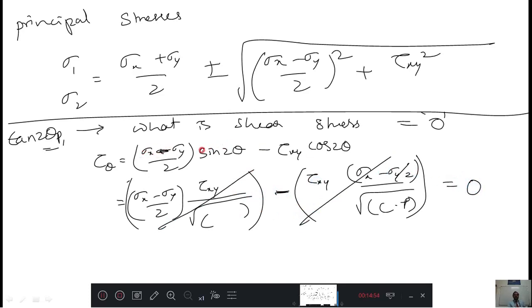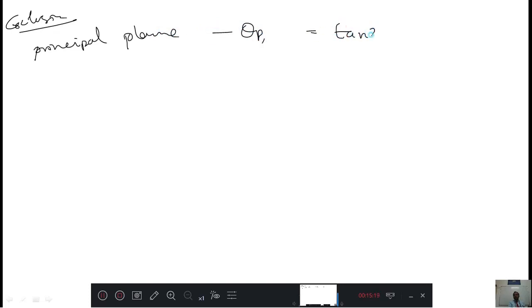In the last class, I told the theory, what is the shear stress on this plane? That was 0, and now I have mathematically proved it. Okay, now the conclusion is that this plane is a principal plane. What does the principal plane mean? That is theta p1. What is the equation for that? That is tan 2 theta p1 equal to 2 tau xy divided by sigma x minus sigma y.